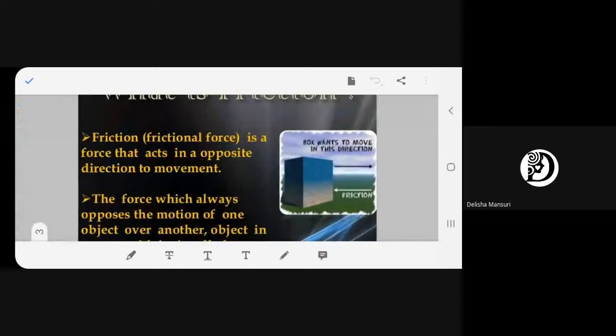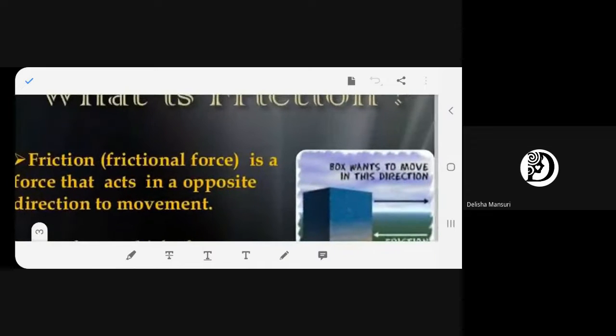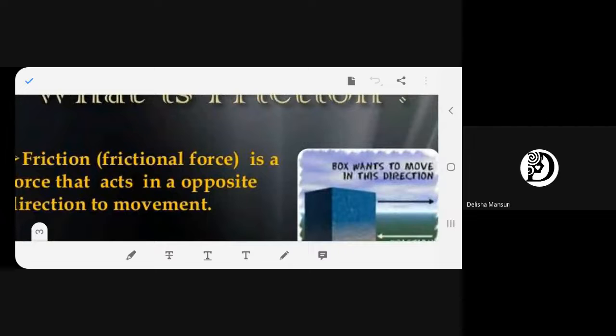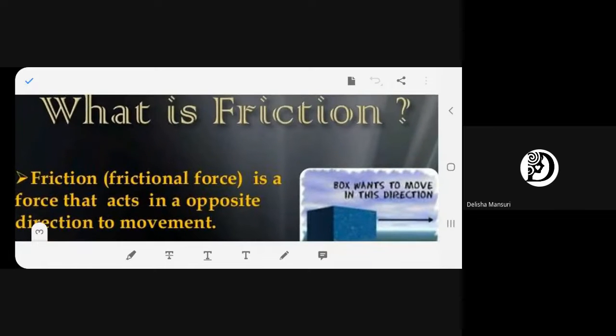Now we'll see in detail what is actually friction. Please read. What is friction? Friction, frictional force, is a force that acts in an opposite direction to movement. Now if the ball is moving on this side, the friction will be applied on the other side. Got it now? And then the ball will come to a stop. This is called friction.